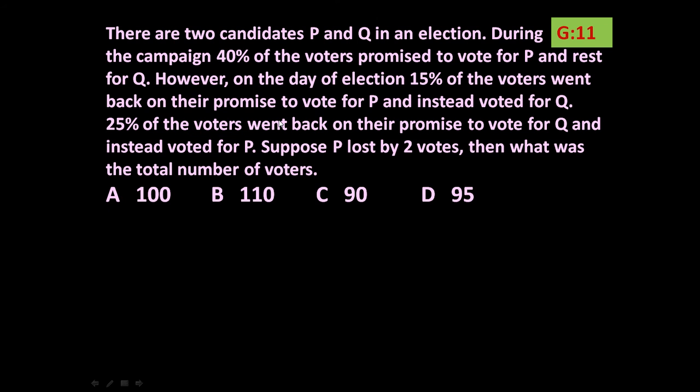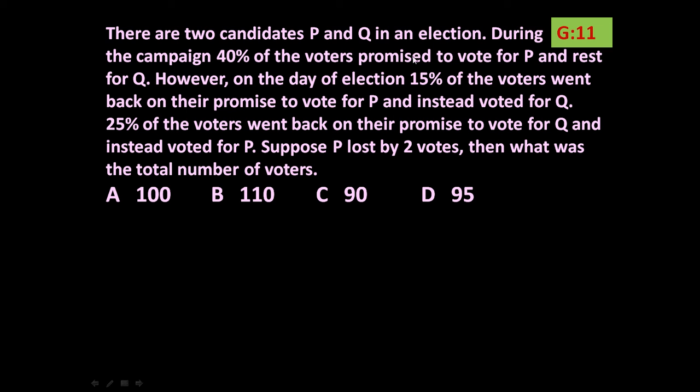Friends, in this session we are going to learn a technique for solving a problem which was asked in GATE 2011. There are two candidates P and Q in an election. During the campaign, 40% of the voters promised to vote for P and the rest for Q. However, on the day of election, 15% of the voters went back on their promise to vote for P and instead voted for Q. 25% of the voters went back on their promise to vote for Q and instead voted for P. Suppose P lost by 2 votes, then what was the total number of voters?